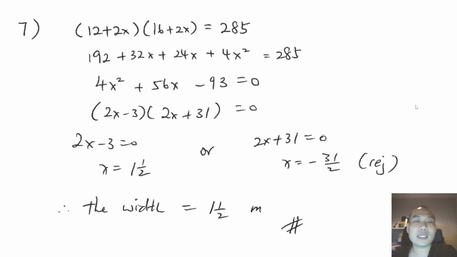Okay, last question that I want you to try here, right? So we have this situation. Well, we know what to do. Expand first, and then after that subtract 285 because we want the right hand side to be 0, right? So we have this. After that, it can be factorized. So when we factorize, we have 2x minus 3 is 0, so x is 1 and 1/2, or 2x plus 31 is 0, x is negative 31 over 2. Again, the width cannot be negative, reject, therefore the width is 1.5 meters.